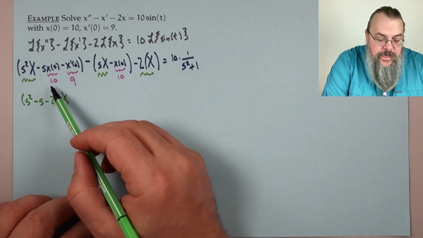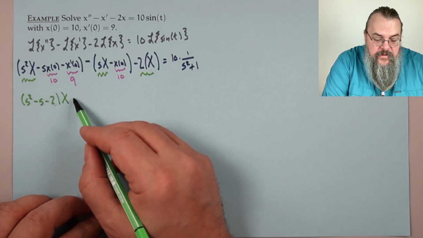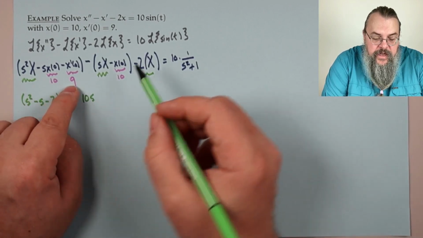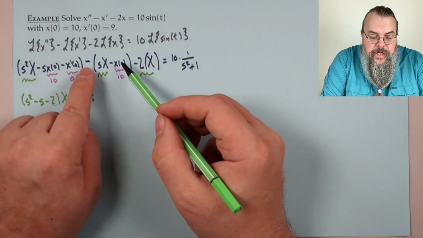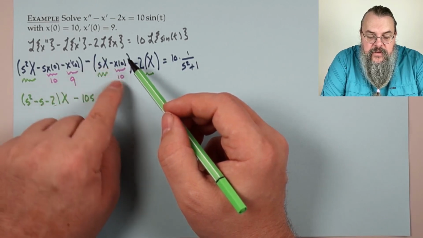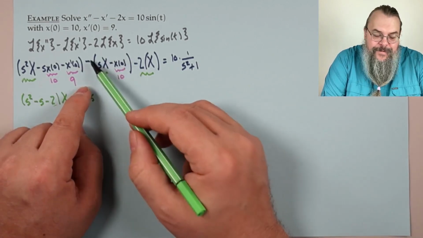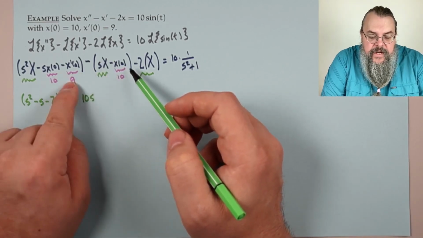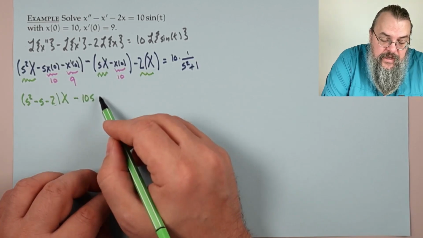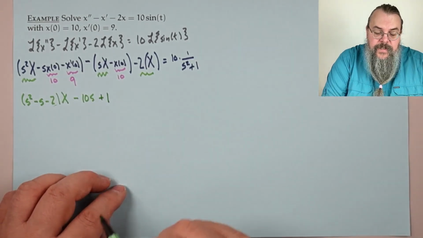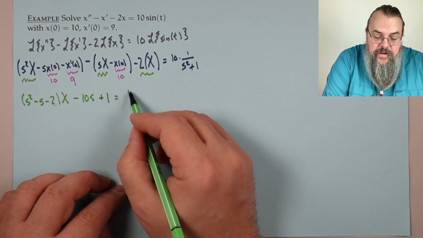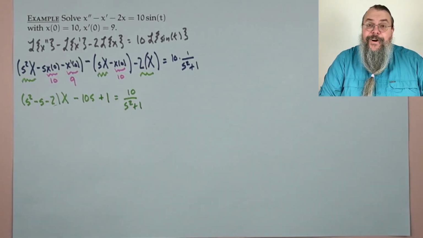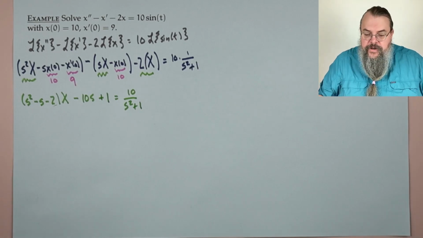All right, what else do we have? Well, here we have a minus 10s from that part. Now here we have a minus 9, but over here we're going to get a plus because there's two minuses. That's why we want parentheses to help us remember that this minus distributes through. So a plus 10. So minus 9 plus 10 makes a plus 1. All right, and all of that equals 10 over s squared plus 1. All right, well, good. Progress.